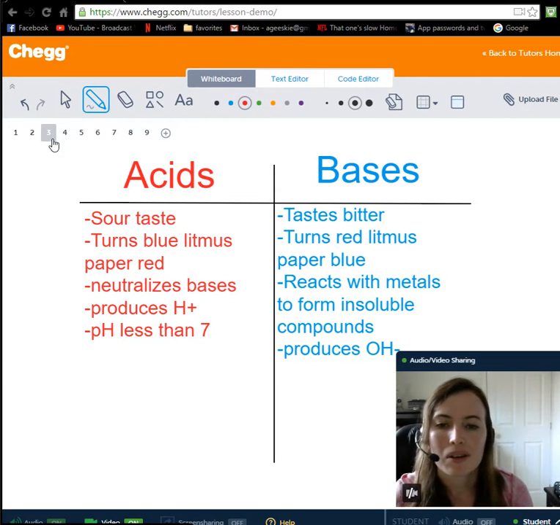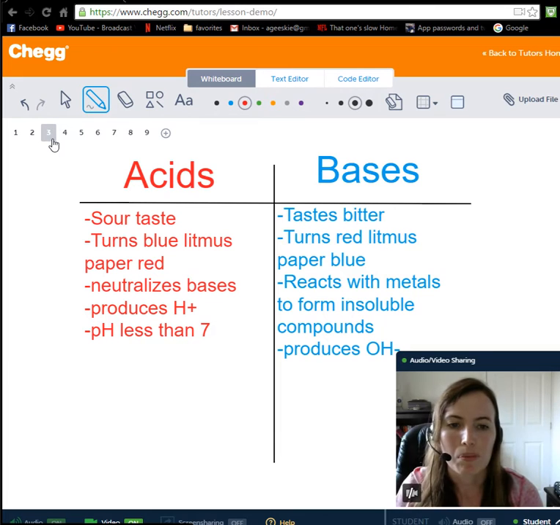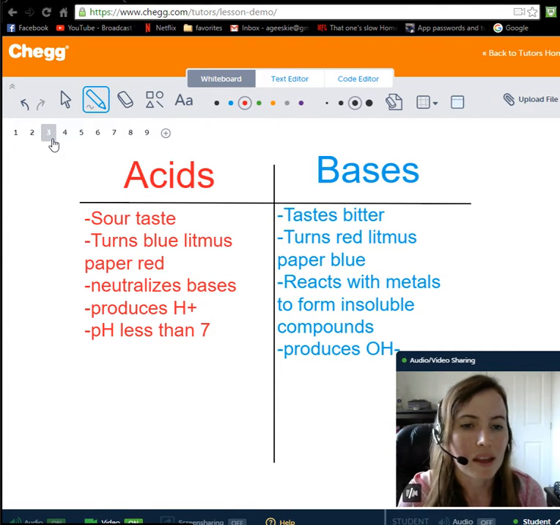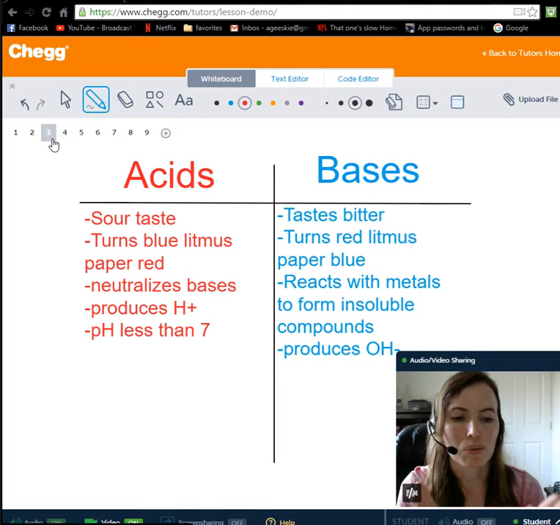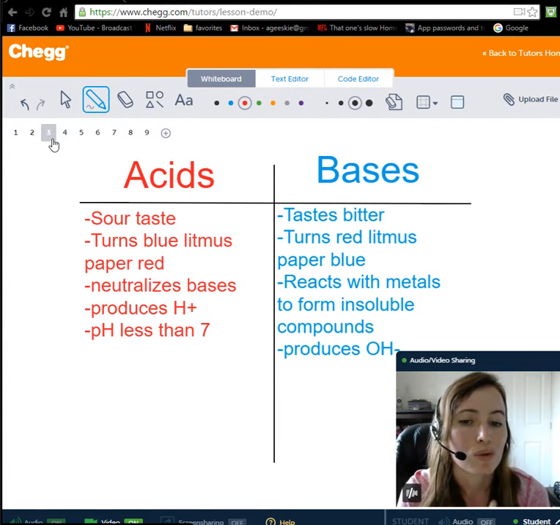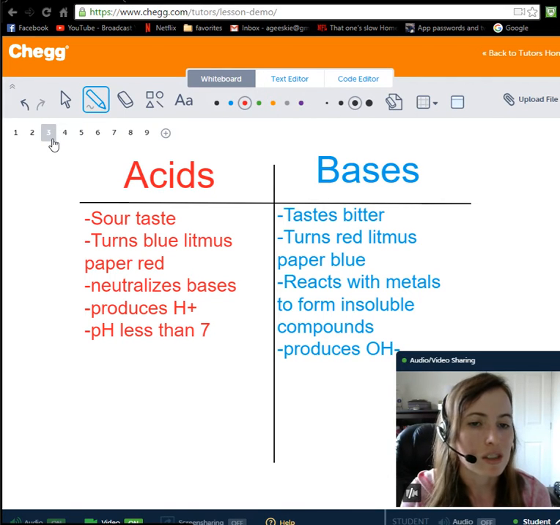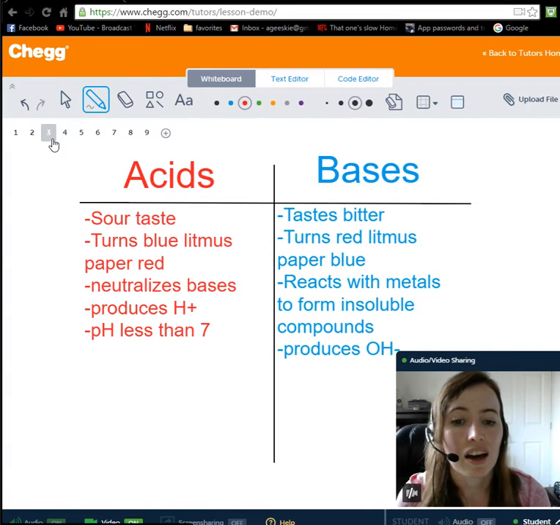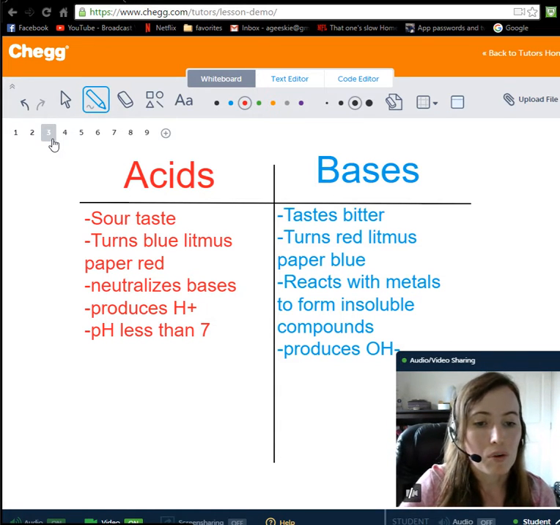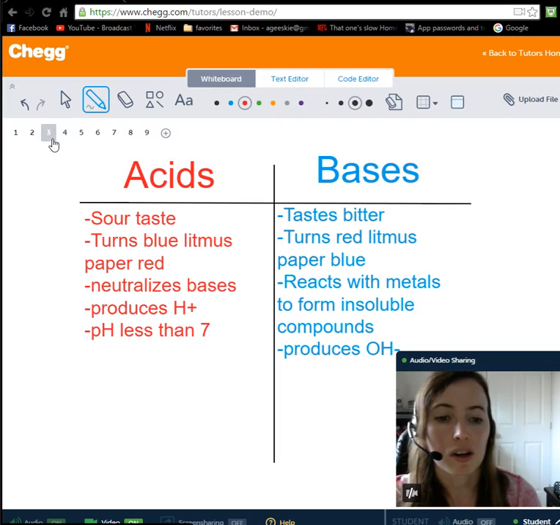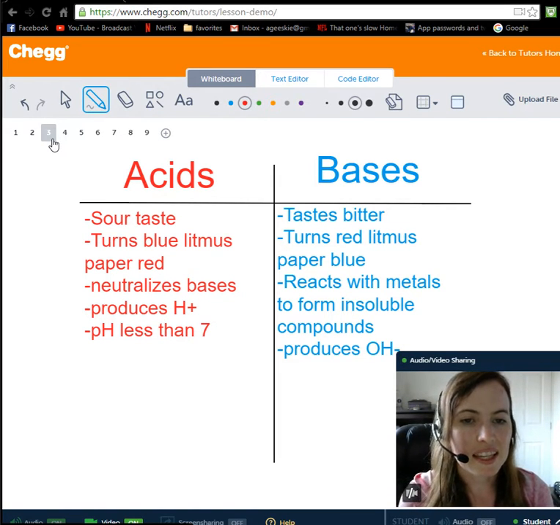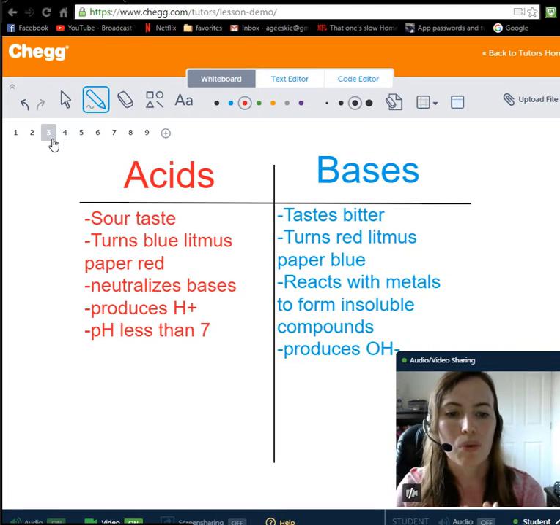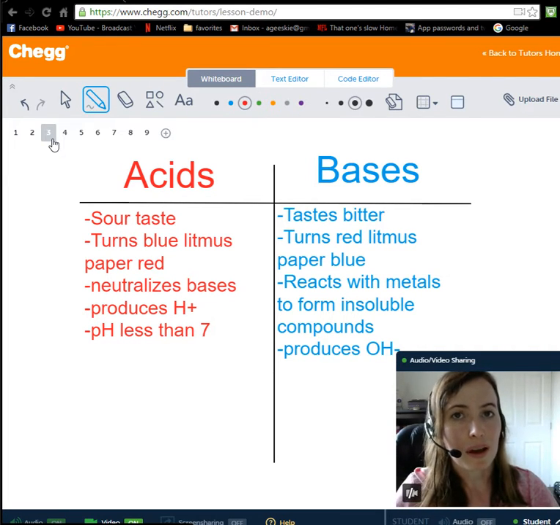Okay, and then also acids turn blue litmus paper red, and litmus paper is just for pH and stuff, and then bases turn red litmus paper blue, so it's like an opposite switching of colors. Acids neutralize bases, and one interesting thing is that bases react with metals to form insoluble compounds. Acids produce a hydrogen ion, and then bases produce an OH, hydroxide ion. And these are for if you have a 100% strong acid, this is what could come out of it.